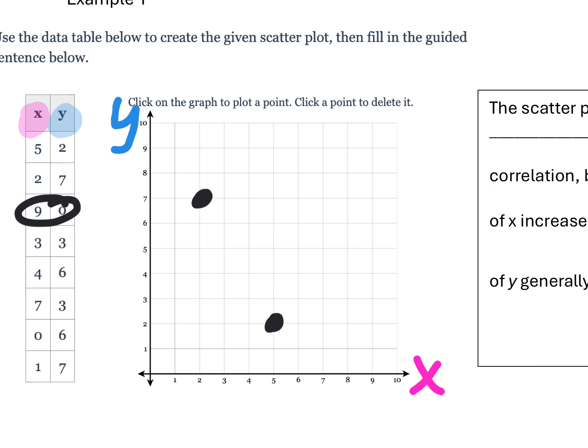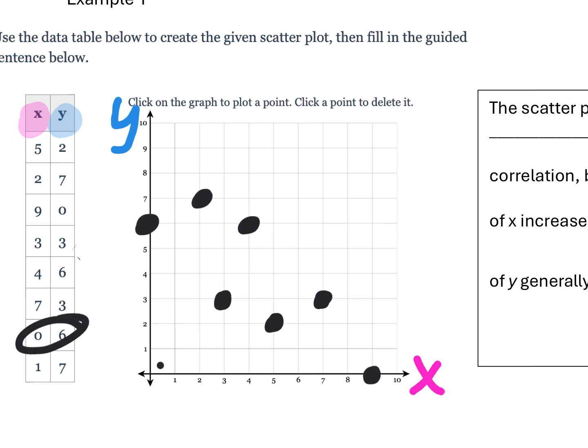9, 0 will be over here at 9, and it won't go up or down because the y-coordinate is a 0. 3, 3 will be here. 4, 6 will be here. 7, 3 will be right there. 0, 6 will be right here because it's at 0 and then up 6. And then finally 1, 7 will be right here.